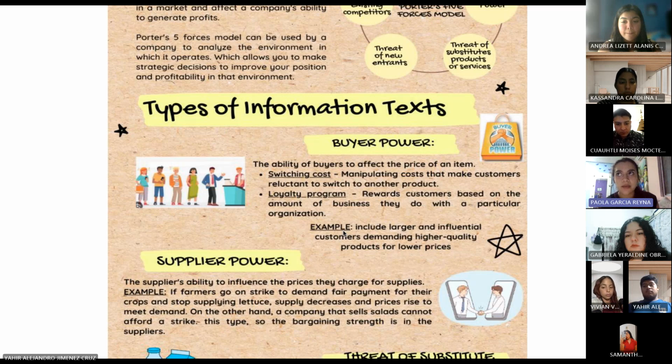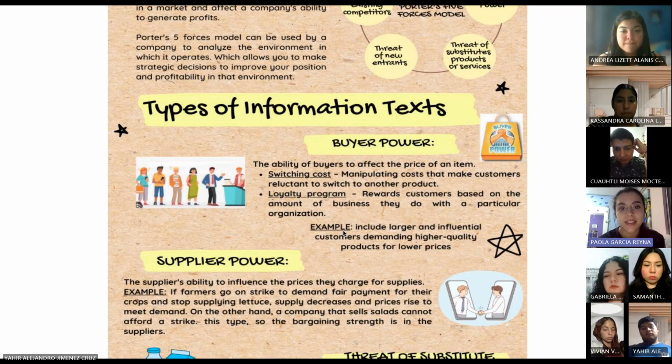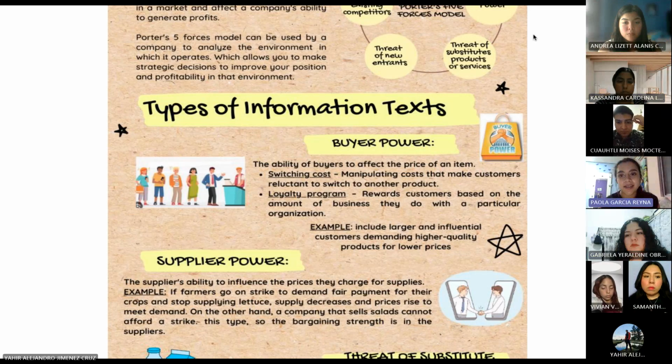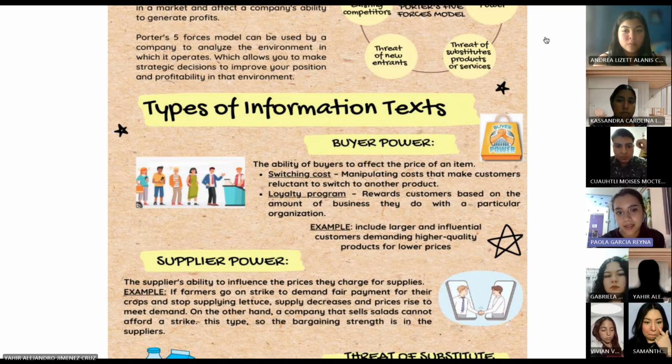What does that mean? It means, for example, you are in the market and you want to buy cheese. So you see that one cheese is on discount and the other one is not. But both cheeses have a good taste. So you obviously go for the one that is cheaper. In this case, it is the one that has a discount. This is an example of switching costs.